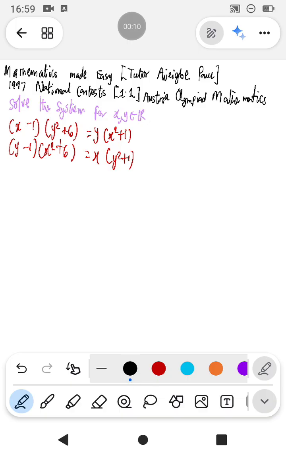Okay, guys, in today's video, we want to solve a beautiful problem taken from the 1997 National Contest, which is the Austria Olympiad Mathematics Competition. The problem says solve the system for x, y, a set of real numbers: x minus 1 multiplied by y squared plus 6 equals y into bracket x squared plus 1. Then y minus 1 into x squared plus 6 equals x into bracket y squared plus 1. So that is the system of equations we want to solve.